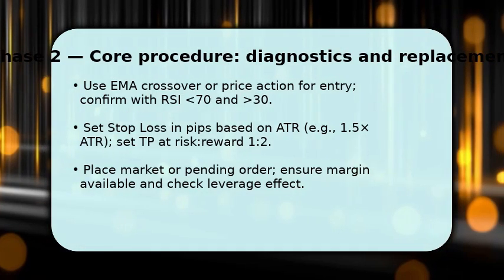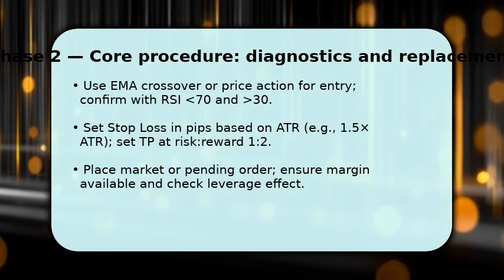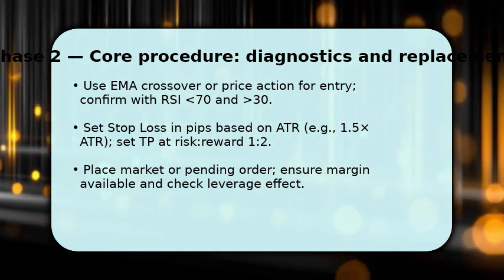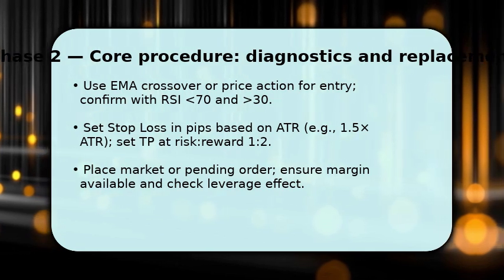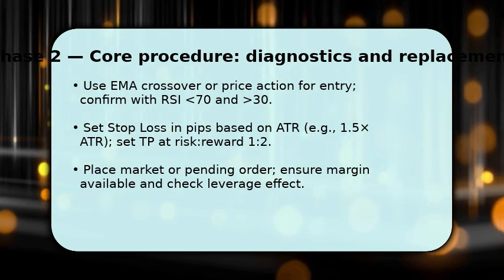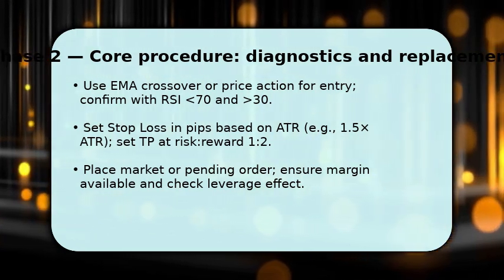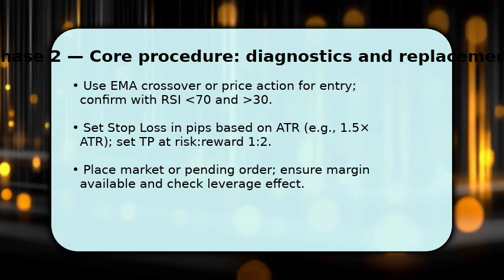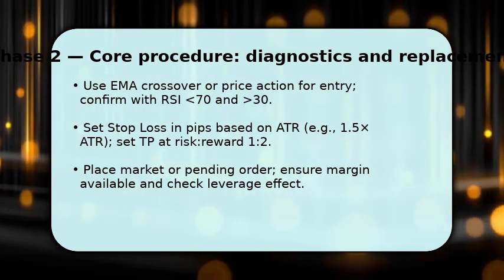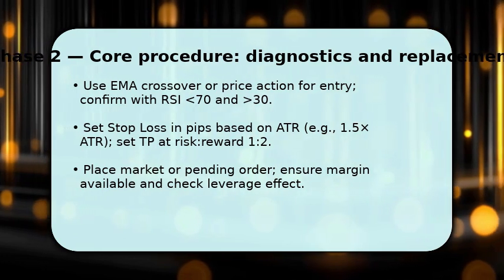Now you execute. Enter when your signal appears, for example, a 20 EMA crossing above 50 EMA with RSI confirming momentum, because aligned signals increase probability. Set stop loss using volatility, such as 1.5 times the ATR, so stops aren't too tight. Set take profit at a 2-to-1 reward-to-risk ratio to keep edges positive.